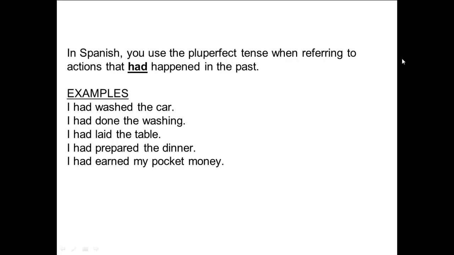In Spanish, you use the pluperfect tense when referring to actions that had happened in the past. Examples would be, I had washed the car, I had done the washing, I had laid the table, I had prepared the dinner, and I had definitely earned my pocket money.